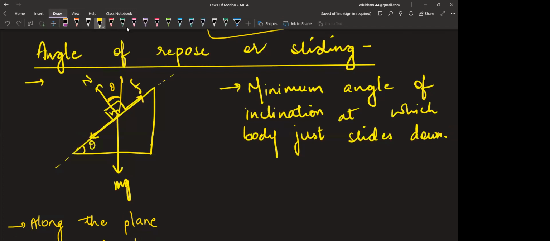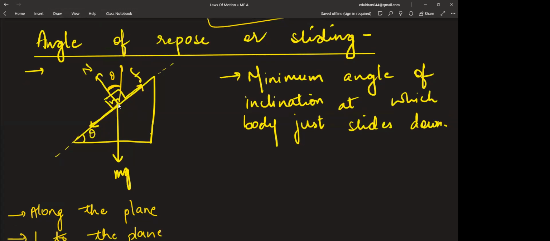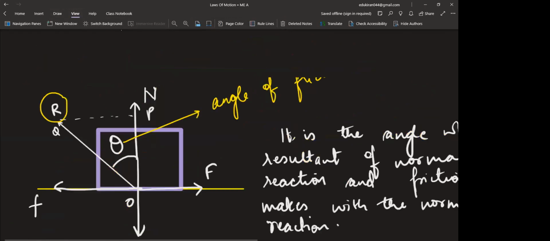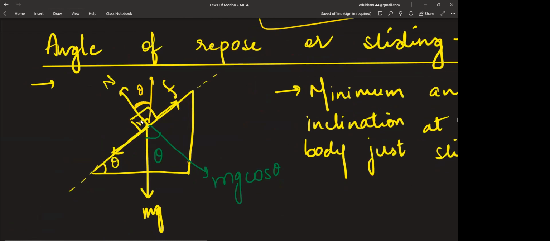If we resolve this, mg is here, this is theta. So this angle here will also be theta. So mg here with this becomes mg cos theta. Right, class? Mg, the gravitational force, will be acting downwards. This is the body, and this is the gravitational force acting down. Normal reaction is perpendicular to the surface because it is an inclined plane, so it is perpendicular to the surface and away from the body.